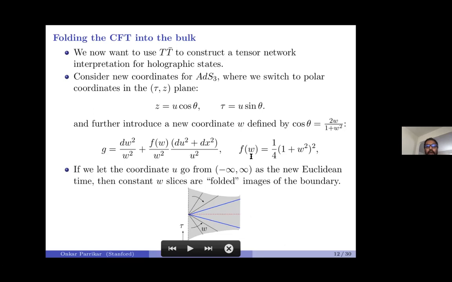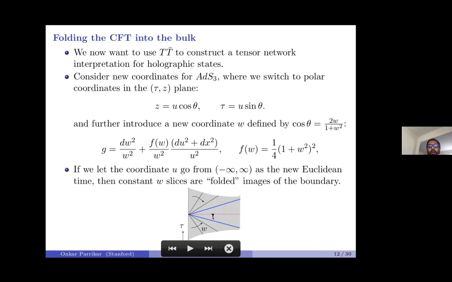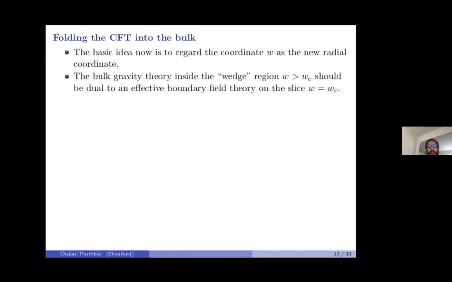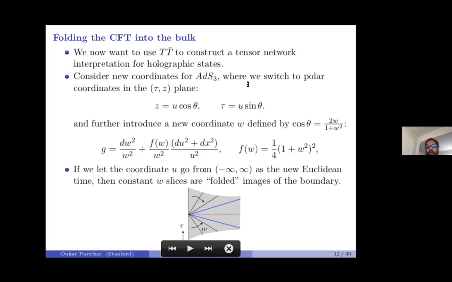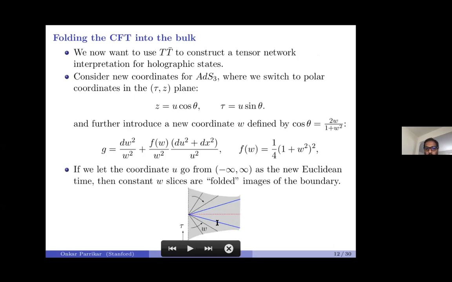But now the basic idea is to regard this w coordinate as the new radial coordinate in my bulk theory. And if we now utilize this cutoff AdS T-Tbar correspondence, then the idea would be to say that if I put a cutoff in this w coordinate, then there must be some effective field theory, quote unquote living on this blue slice here or on the boundary of this wedge region, which is dual to the gravity theory in this wedge region here. There's a better picture coming up. Yeah, there we go.